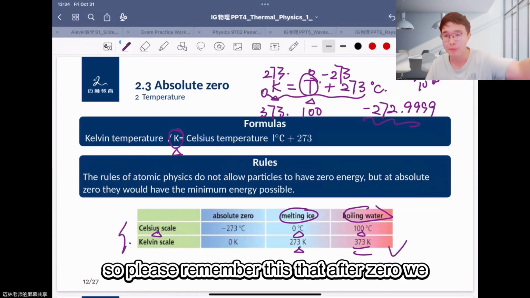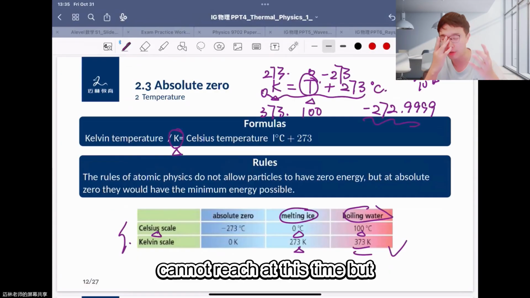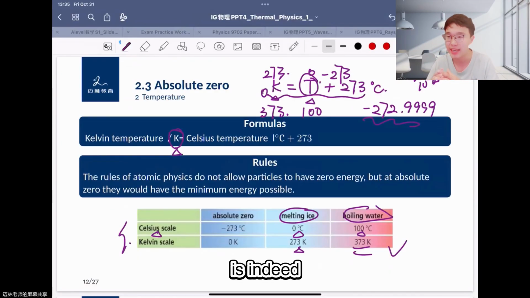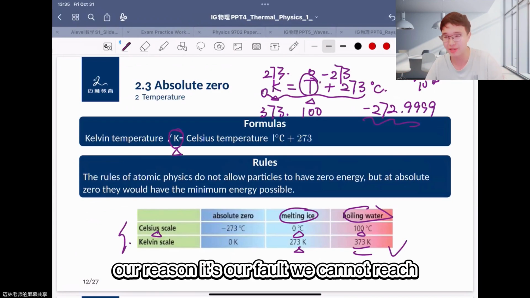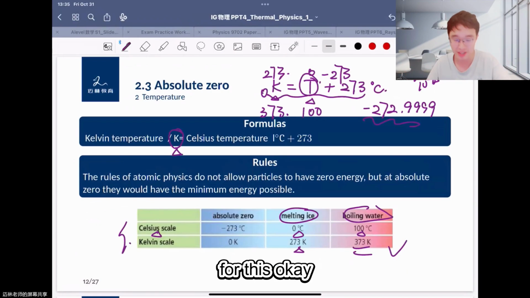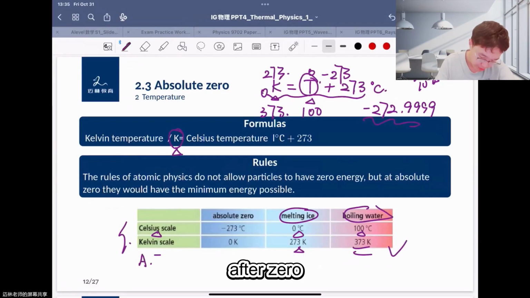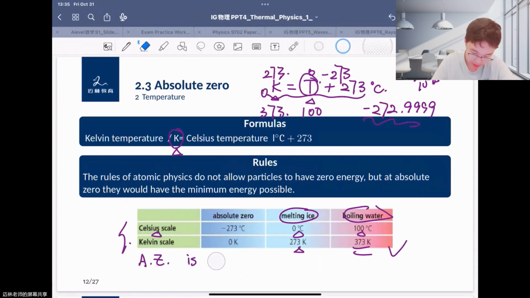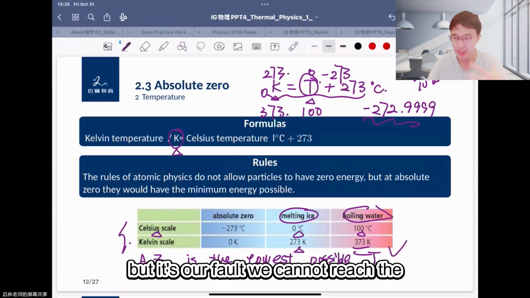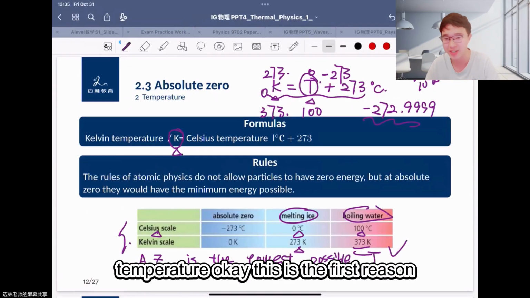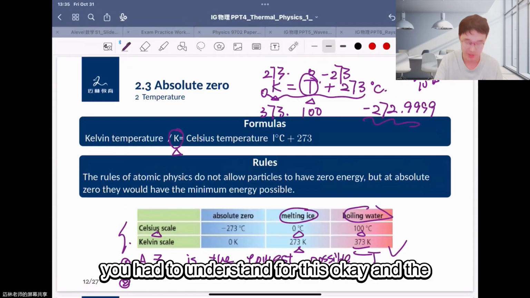Okay, so please remember this: absolute zero we cannot reach at this time, but it indeed exists in our daily life. It indeed exists, but it's our fault that we cannot reach it. So we can say absolute zero is the lowest possible temperature. It's a very possible temperature, but it's our fault we cannot reach it.